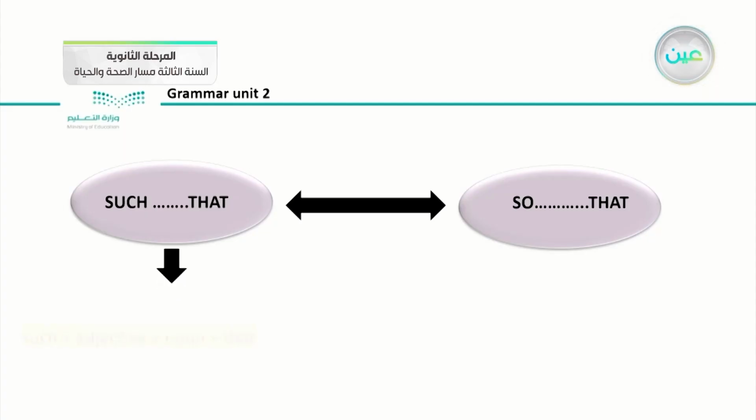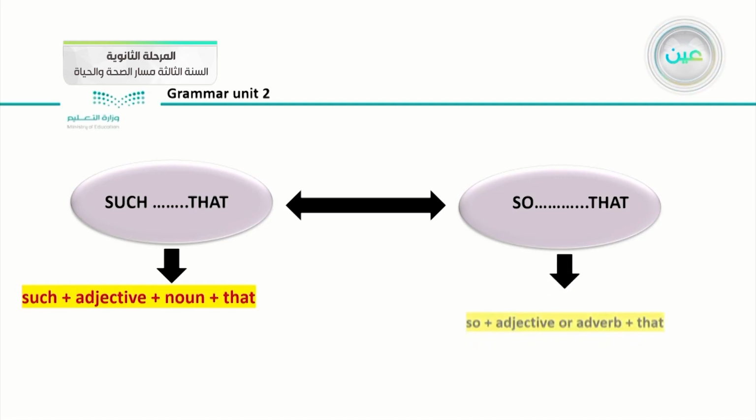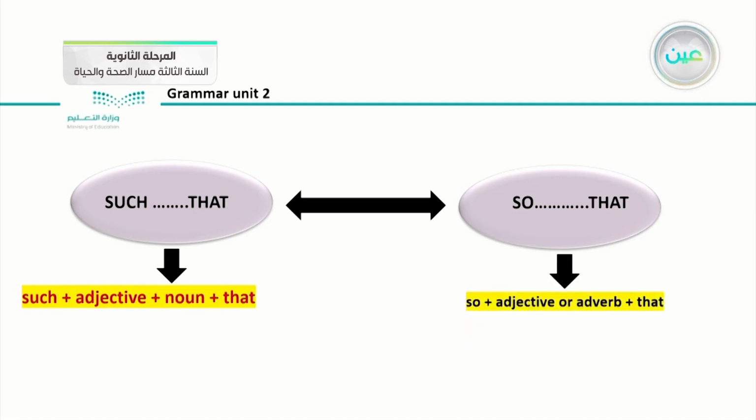At first, the structure of "such that" is: we put such plus adjective, then we fit a noun, then that. This means we can give a cause and result in that sentence. And what about "so that," miss? We can fit so plus adjective or adverb plus that. If you notice here, there is a different situation between them.